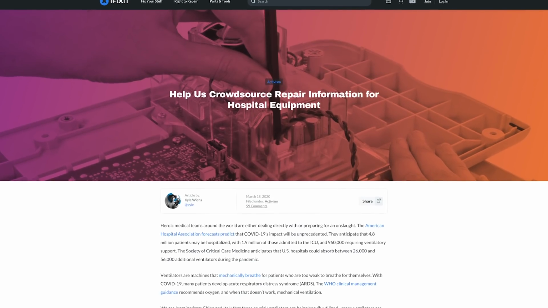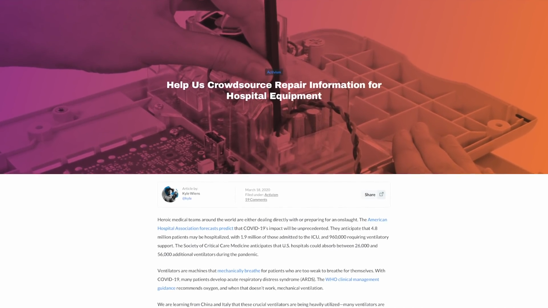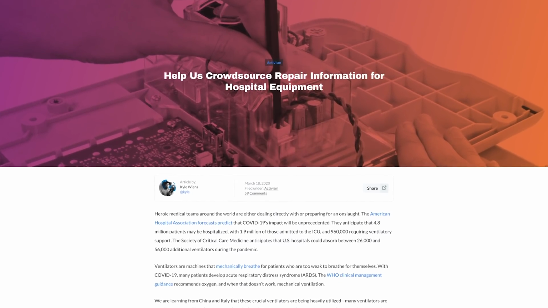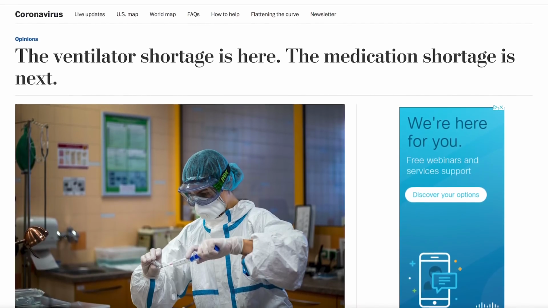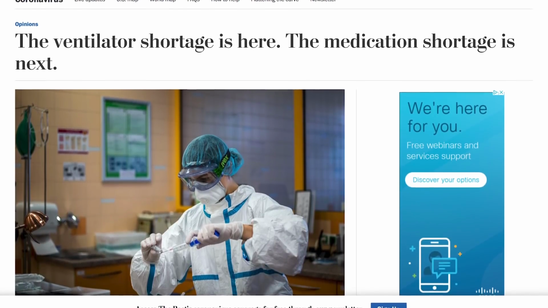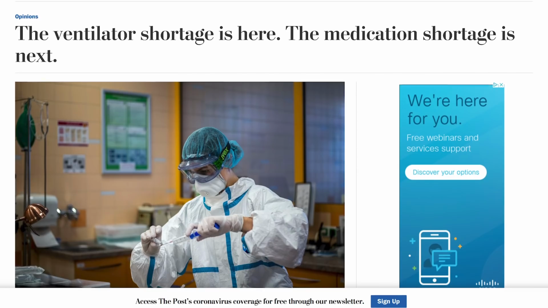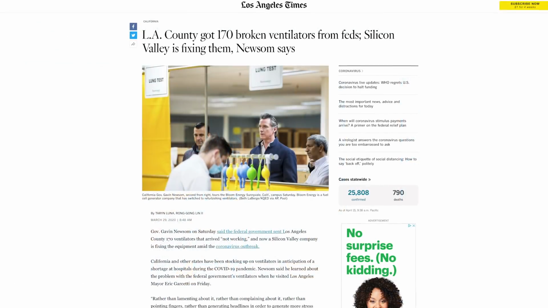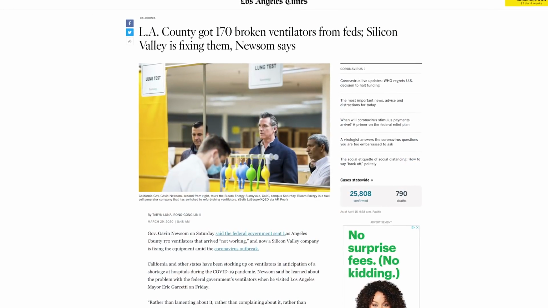Let you know about some cool things we've been working on. For the last 4 weeks, we've been crowdsourcing thousands of repair documents for hundreds of different ventilator models. These machines are critical in the fight against COVID-19, as they help patients breathe mechanically when they're too weak to do so themselves. We've been seeing stories on the news about the ventilator shortages all over the country, and to make matters worse, these machines are running almost nonstop and they're breaking. Or, as we saw in California, they're arriving already broken.